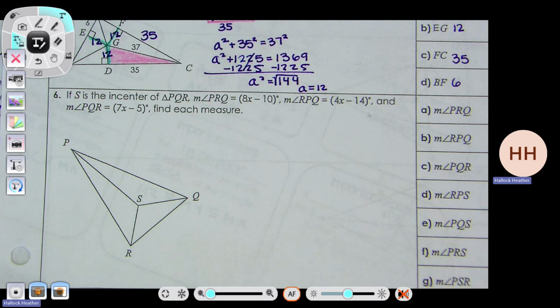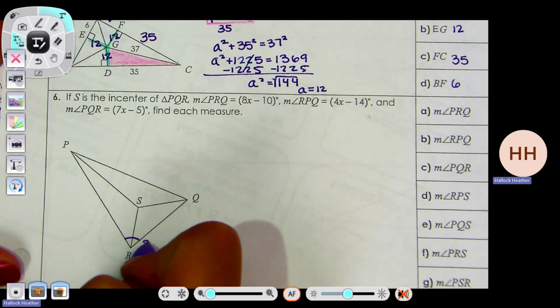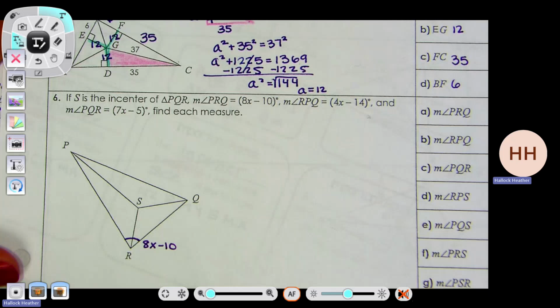So I'm going to put an arc mark here, and I'm going to put 8x minus 10 on the outside because it's the whole angle. It's not just one of them, it's both of them combined. So both of these together is 8x minus 10. I'm just going to stick it over there for now.